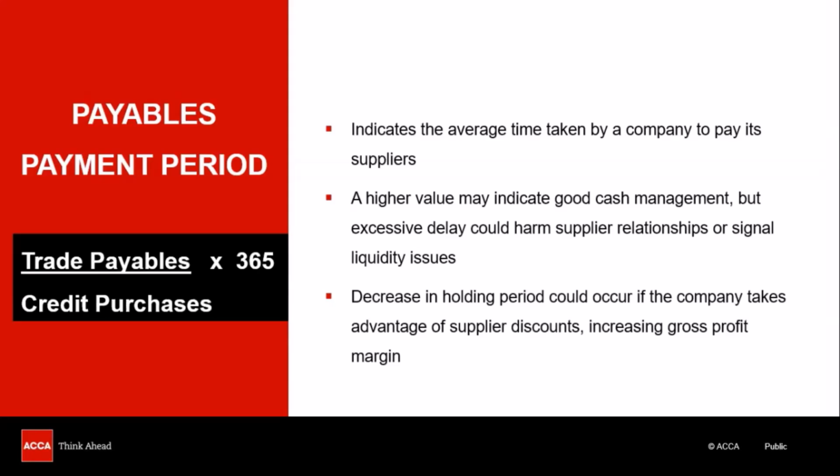If the payment time period is decreasing, maybe the supplier discounts are being availed, and that is ultimately going to increase the gross profit margin. Once again, because the cost of sales is going to hit the gross profit margin, you are going to create the linkage over here again: whatever the decrease in holding period is, if it is because of the supplier discounts, then the gross profit margin is going to increase.